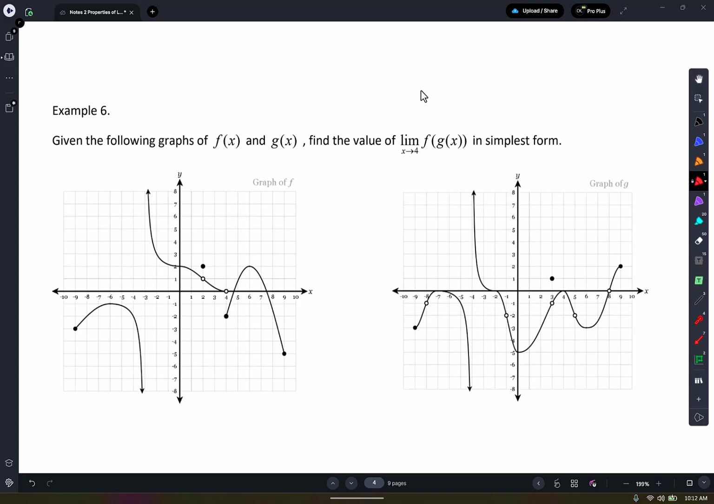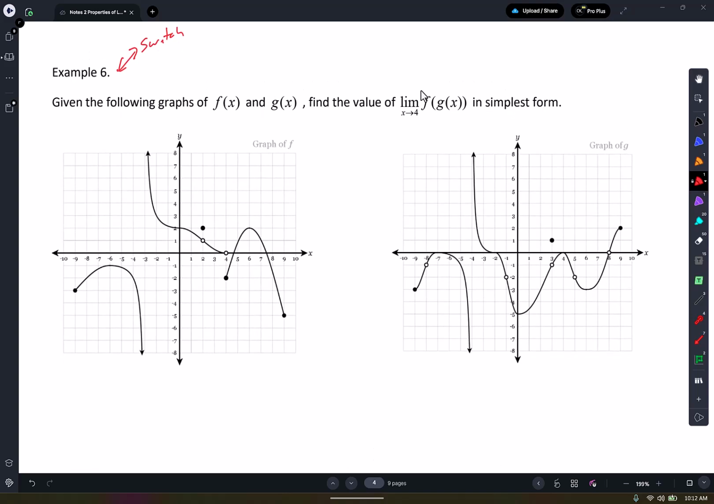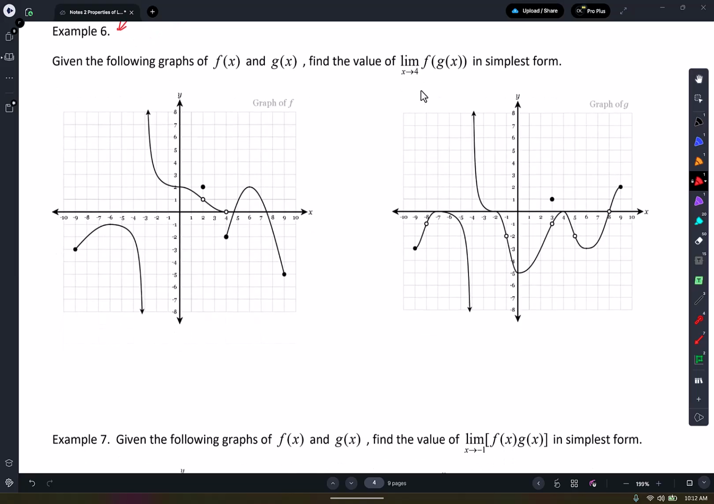So next time I'll switch. Okay. All right, here we go. So I'm going to do g of x first. So I'm going to write limit as x approaches 4 of g of x. So if I approach 4, that limit is, what's that limit? 0. So I'm going to put 0.